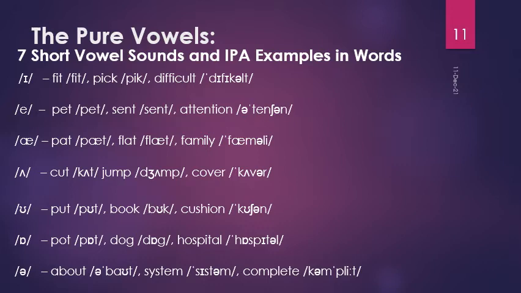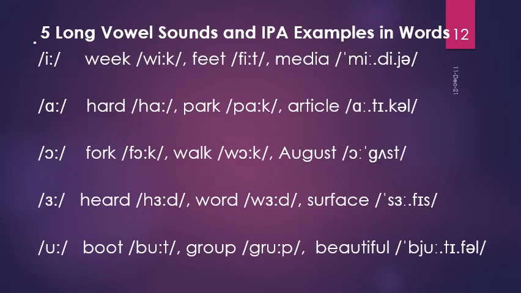The pure vowel sounds. English has 7 short vowel sounds, and IPA examples are also shown in words. The long vowel sounds. English has 5 long vowel sounds, and we have the examples from IPA shown in words.